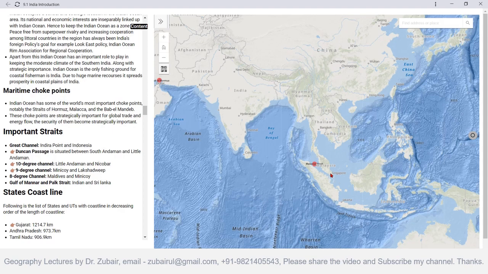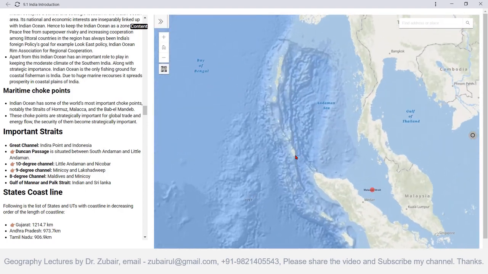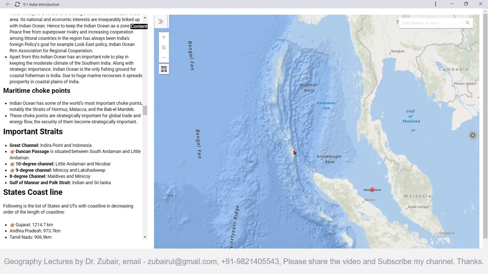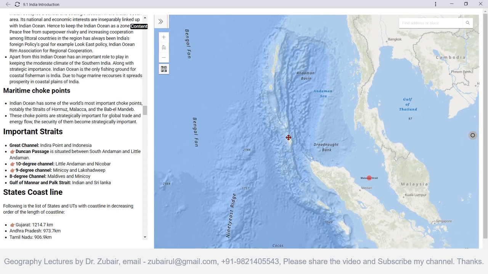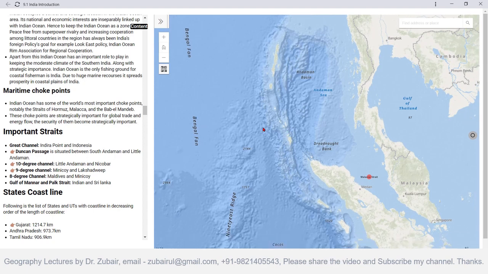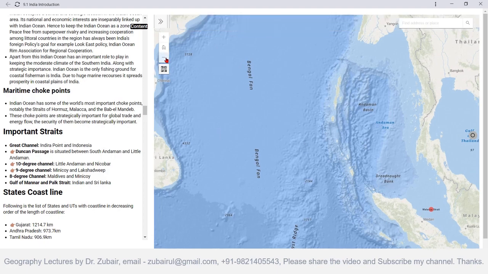And this is the strategic location, that is Singapore. That is why Singapore is giving facilities to the ships and cargoes, and that is why this area has been developed so much. At a similar level, the Indian government is also planning to develop the Nicobar Island on the line of Singapore. The Indian government wants to develop this area, Nicobar Island, like Singapore. So these were some choke points.